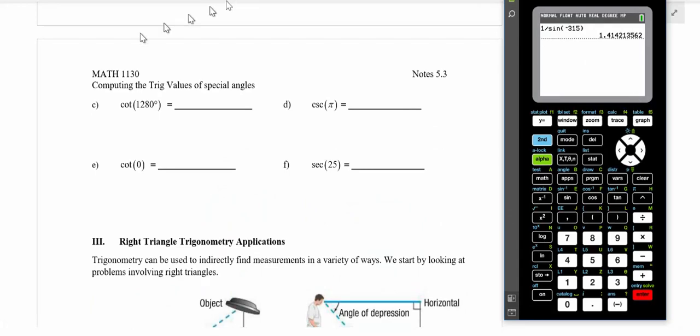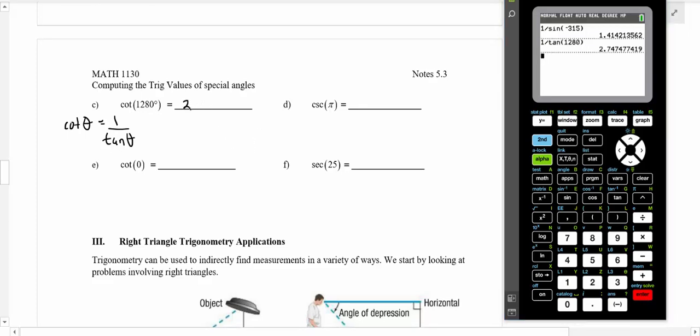So what we're going to do on this is we know that the cotangent of an angle theta is the reciprocal of the tangent. So it's 1 over tangent. On this one, I just put 1 divided by tangent of 1280 degrees. And that would be 2.747, and then round the 4 up to a 5 like that.